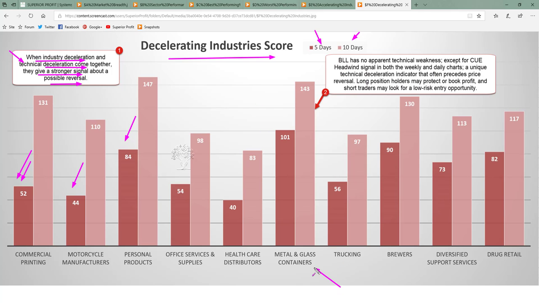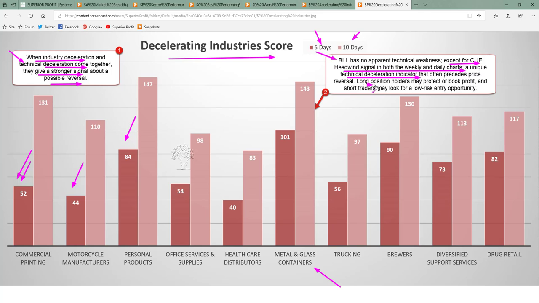Metal and glass containers is one of the most decelerating industries this week. In this industry, BLL has no apparent technical weakness. However, if you are using the CUE charts, then you will notice the headwind reversal signal has come both in the weekly as well as daily charts. It's a unique technical deceleration indication that often precedes price reversal. Therefore, we have a stock that is decelerating on technical charts and it belongs to a decelerating industry.